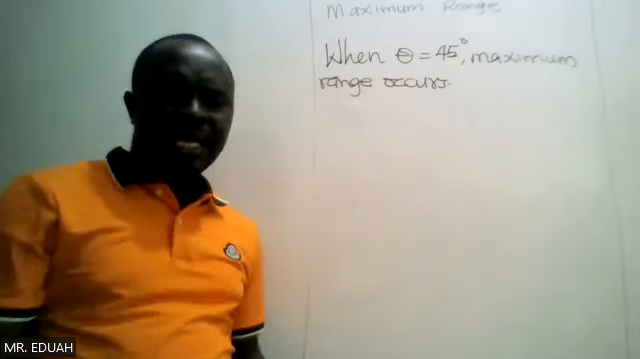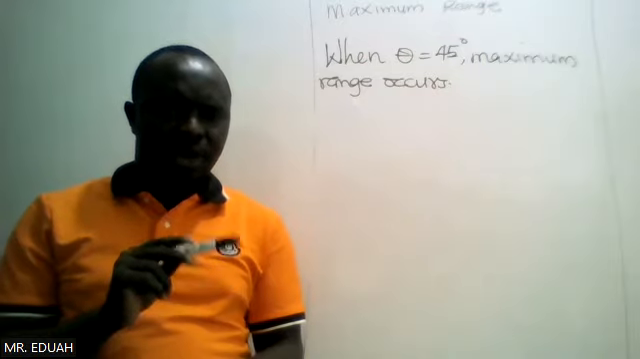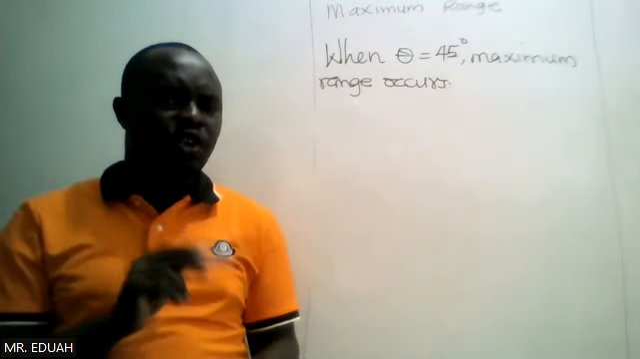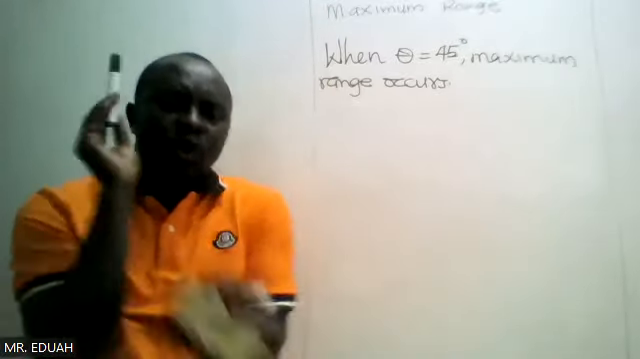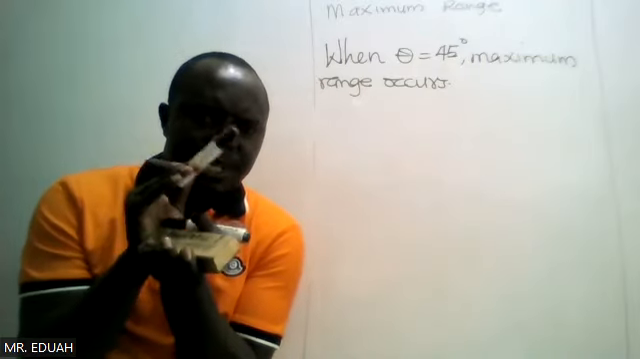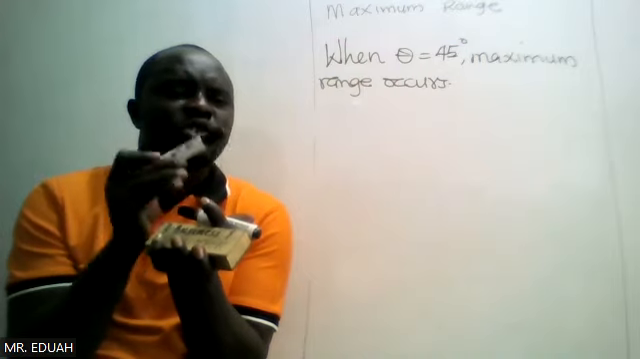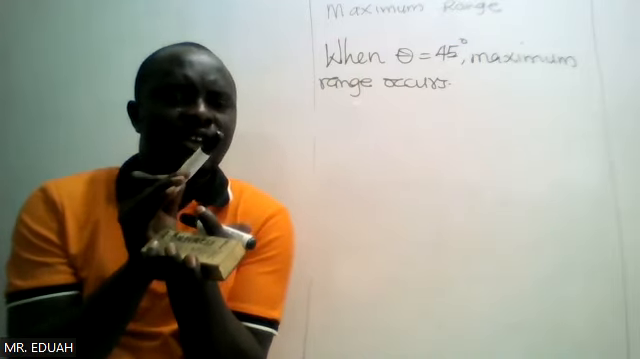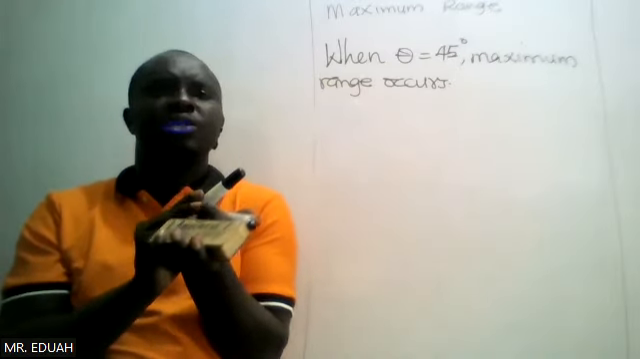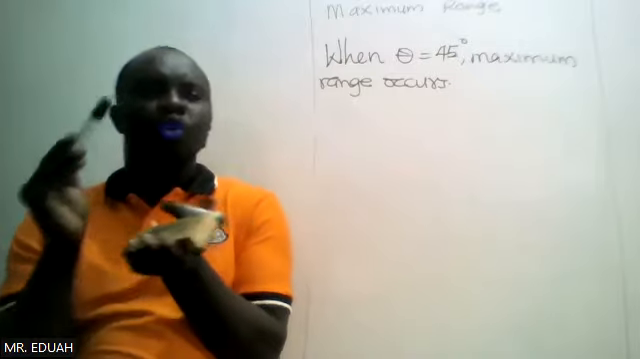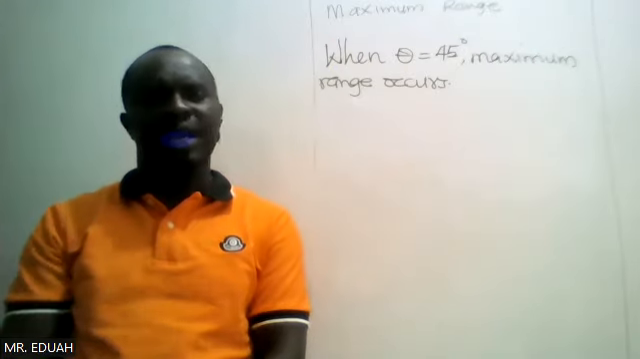So practically, if you want to project an object to go very far, then the object must be given a velocity making an angle of 45 degrees to the horizontal. And this is the only condition where the object can go very far. So it is even applied in warfare.